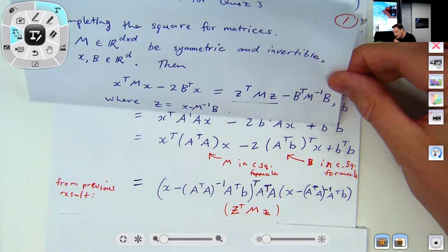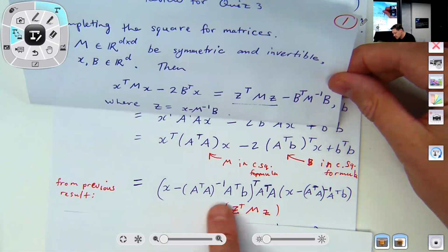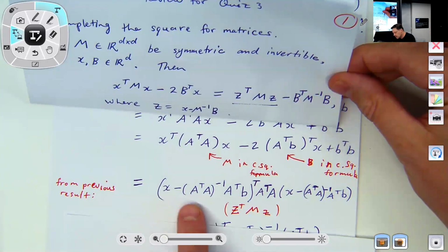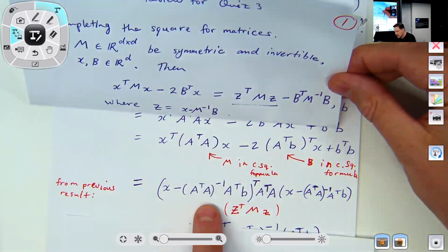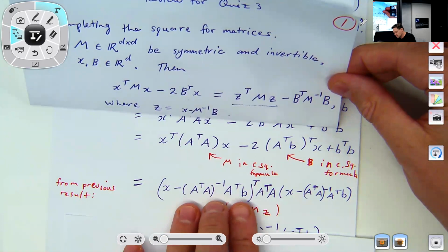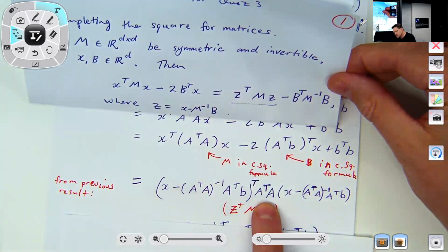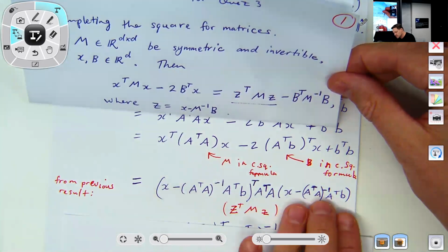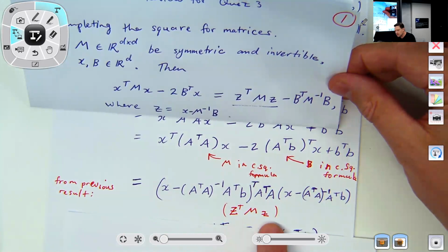what is what, right? So this is our Z right here, which is A minus the inverse of M, right, which is A transpose A, times our uppercase B, which is A transpose B, and then that's all transposed because it's in this part of the formula. And then we've got M, which is A transpose A, and then we've got the same expression but without the transpose. So this is Z transpose MZ.